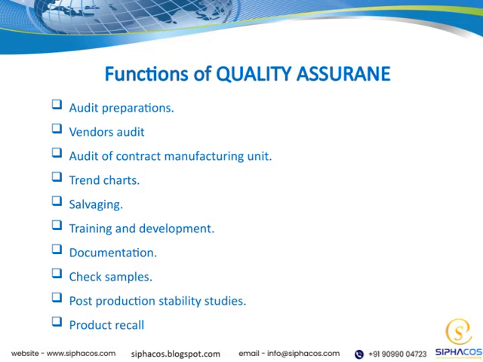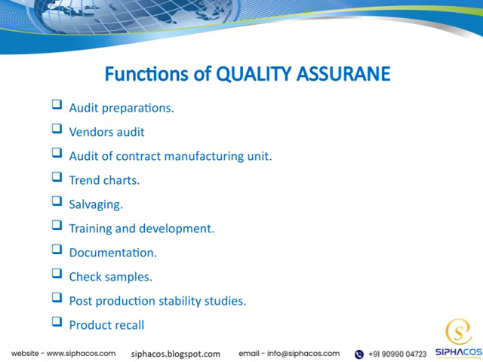Now, let's talk about the crucial preparations we need to make for audits. First, vendor audits are essential to ensure our suppliers meet our quality standards and compliance requirements. Next, we conduct audits of our contract manufacturing units to verify that they follow our processes and quality protocols. Trend charts are also vital. They help us visualize quality performance over time and identify areas for improvement.